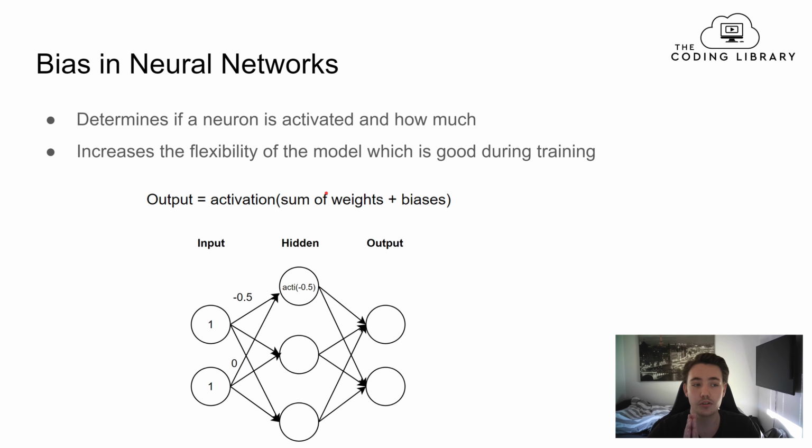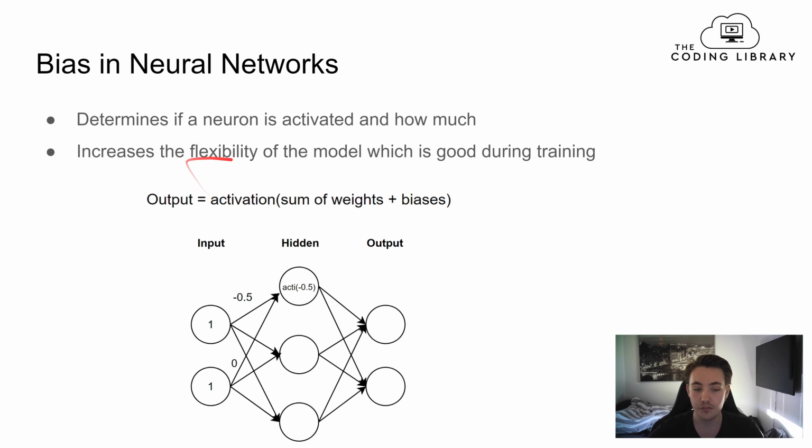First of all, we're going to cover what bias in a neural network is and what it can be used for. Ideally, the bias determines if a neuron is activated and how much it is activated at a certain time. This increases the flexibility of our model, which is good during training because we have both the weight and the bias that we can train and tune. So we have a bit more flexibility in our model and in our neural network.